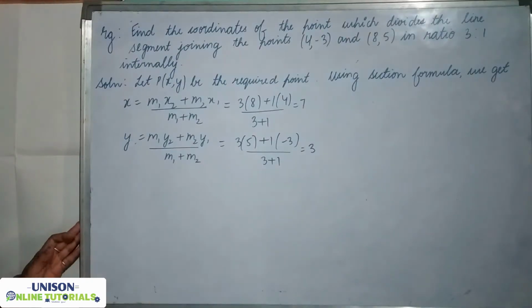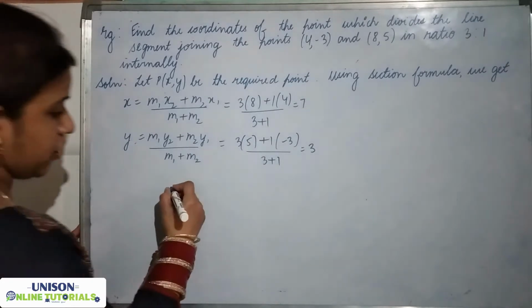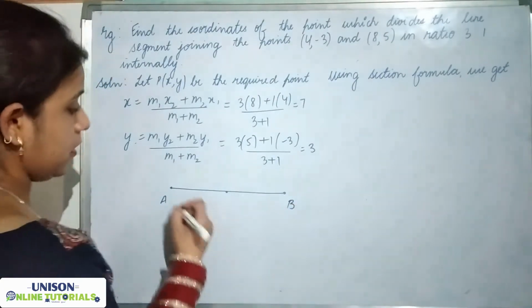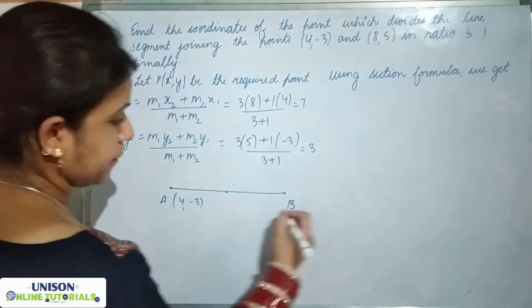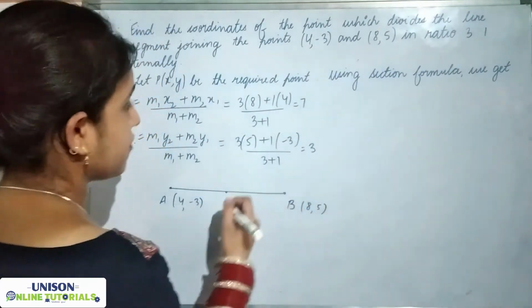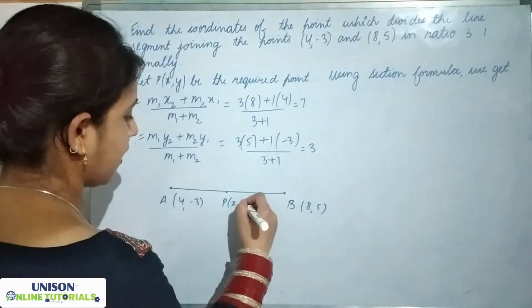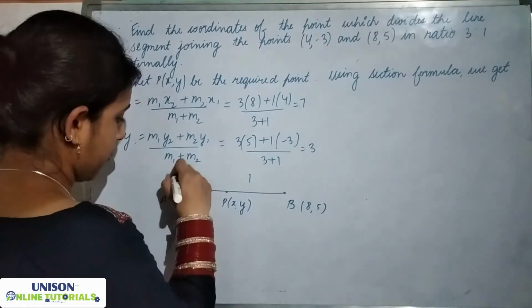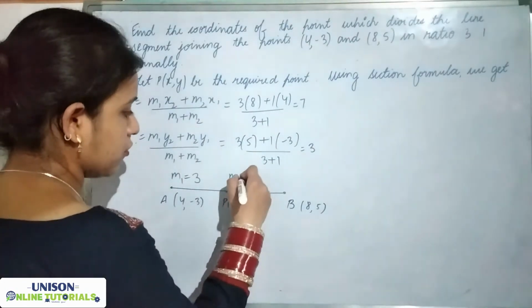Take an example for the section formula. Find the coordinates of the point which divides the line segment joining the points A(4, minus 3) and B(8, 5) in the ratio 3:1 internally. So here we have a line AB, with A as 4, minus 3 and B as 8, 5, which is divided by point P whose coordinates are x and y, and the ratio is 3:1. So here M1 equals 3 and M2 equals 1.